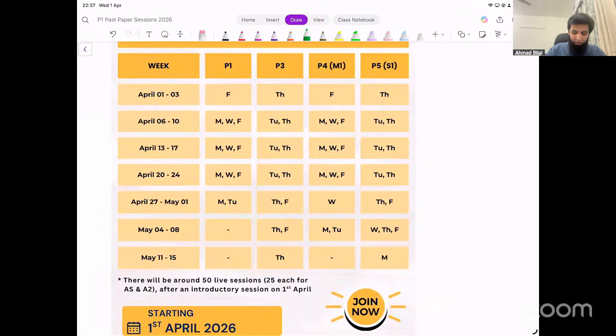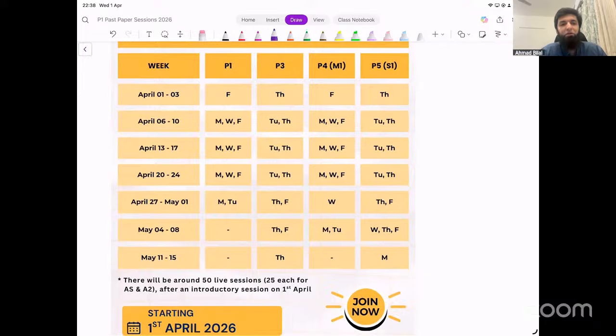So in total, we're going to have 50 live sessions. 50 live sessions, 25 for each component, 25 for AS and A2. That makes it around 12 to 13 for each component, for P1, P3, M1, and S1 respectively. That's the number of classes that we would have roughly for each component.